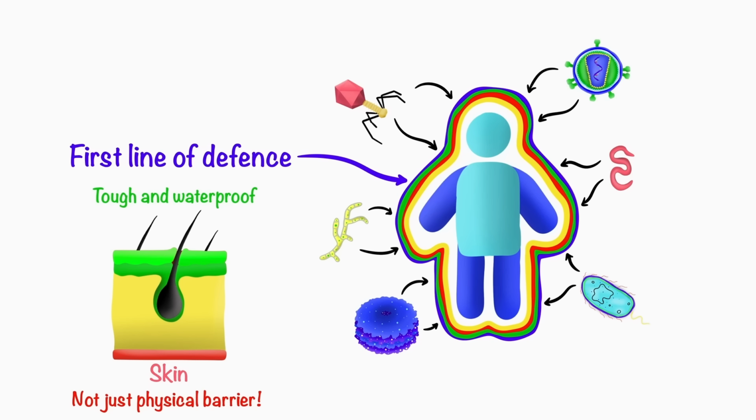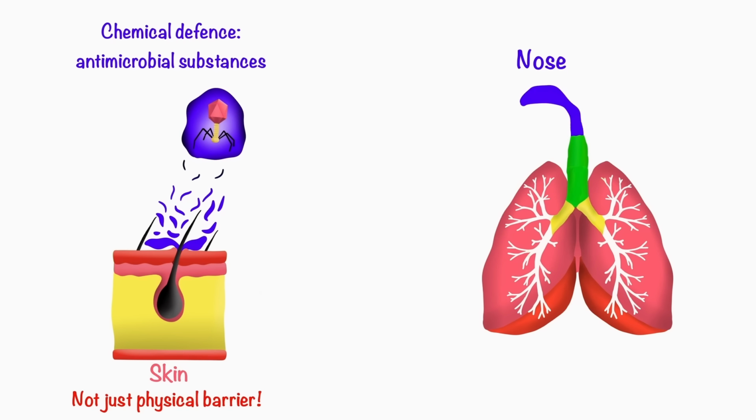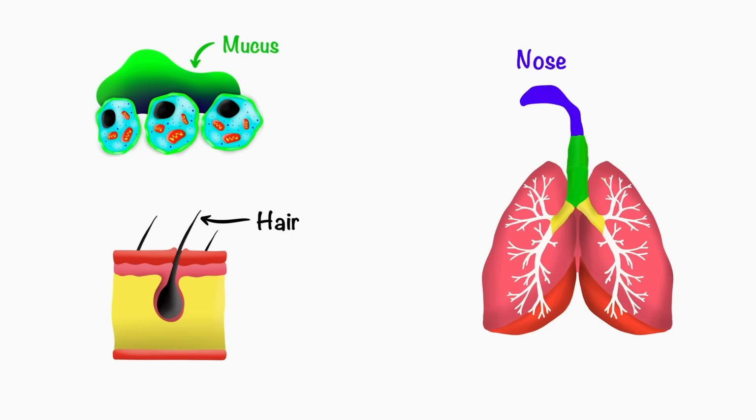Our skin doesn't just provide a physical barrier, it also produces antimicrobial substances that kill many pathogens on contact. This chemical defense adds another layer of protection. Inside our nose, we have tiny hair-like structures and mucus that trap particles from the air we breathe. This prevents many potential pathogens from going deeper into our respiratory system.